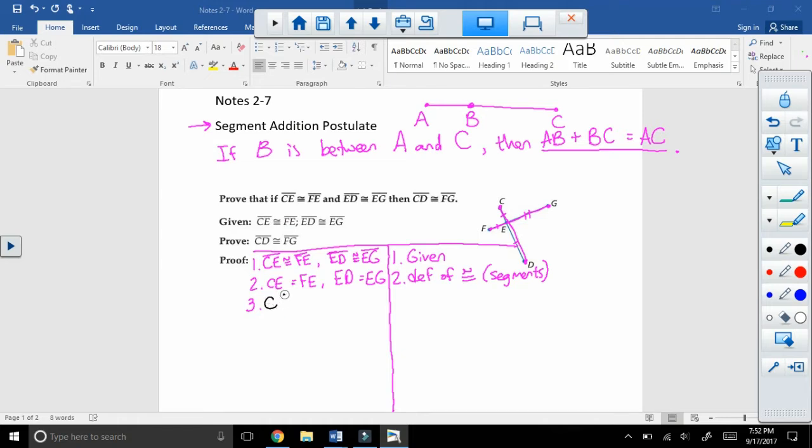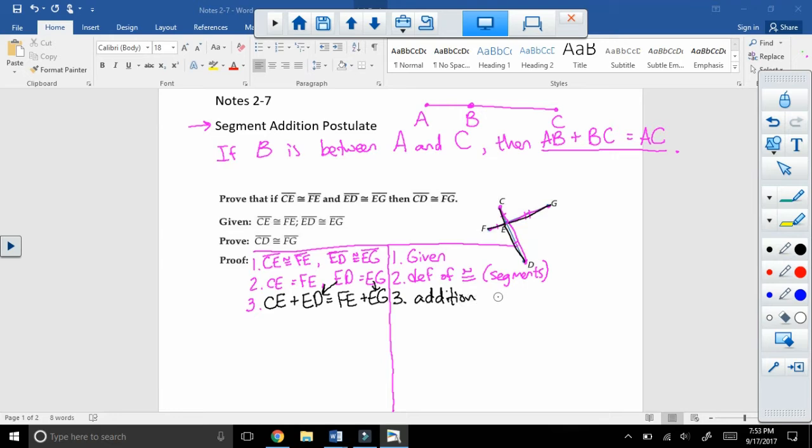If I have CE equal to FE, and that was given, I want to somehow be adding on ED and EG. Could I add on ED and EG? Yes, I can do that. And the reason is maybe not what you would think. The reason for this is the addition property of equality.